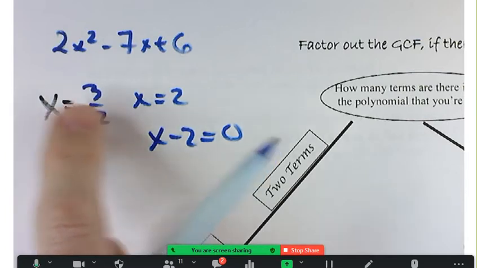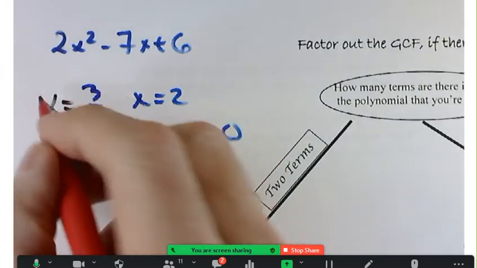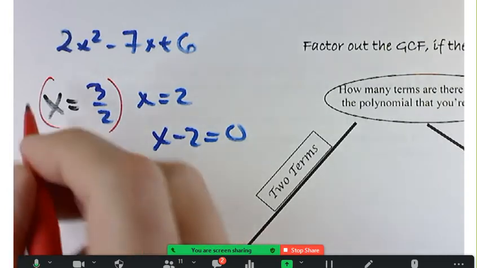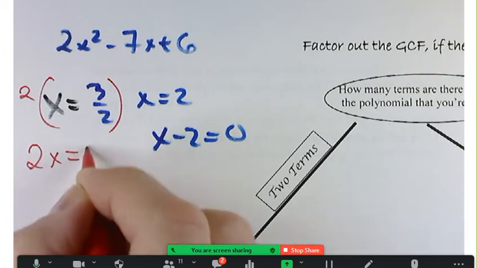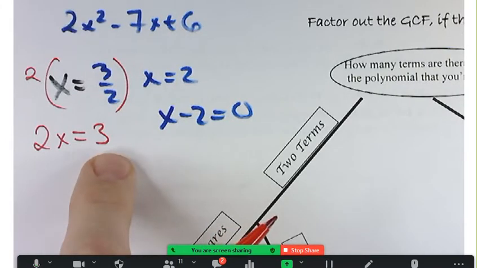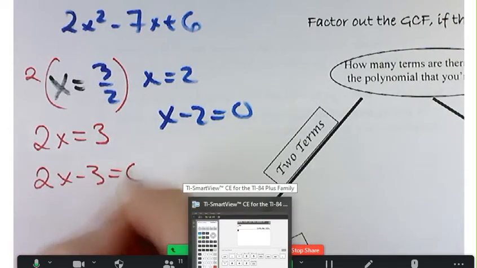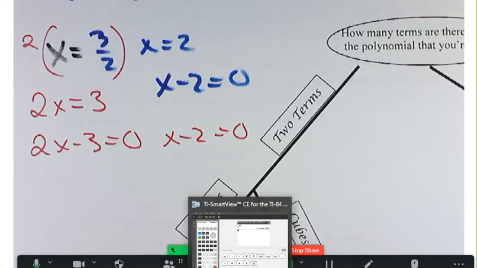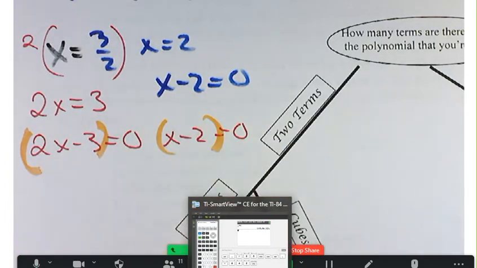Before I move the term to the other side here, I'm going to clear out the fractions on this one. So what could I do to clear out the fractions here? If I wanted to get rid of the denominators, I'd multiply both sides by 2. So that gives me 2x equals 3. And now let me move the 3 to the other side. So that's 2x minus 3 equals 0, and x minus 2 equals 0. Well, guess what? Here's your factors. This and this. That's your factorization of this polynomial.